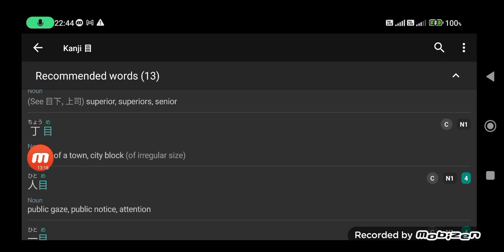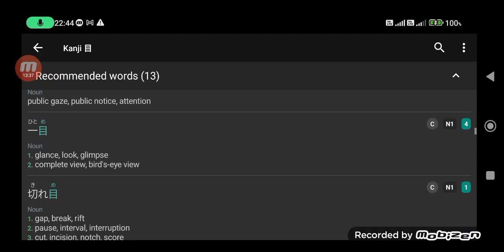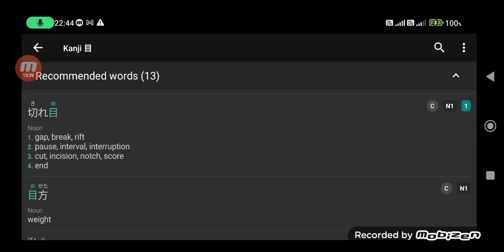Chome means district of a town. Let's say you are referring to an address. Nichome means number 2 district of a town. Nichome or sanchome, 3rd district of a town. Chome. Okay. Now let's go to kireme.